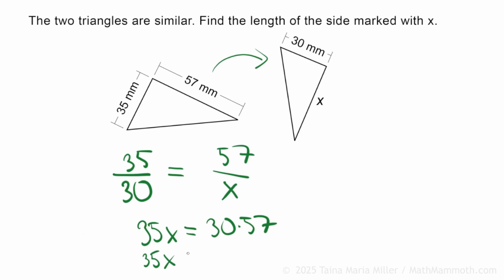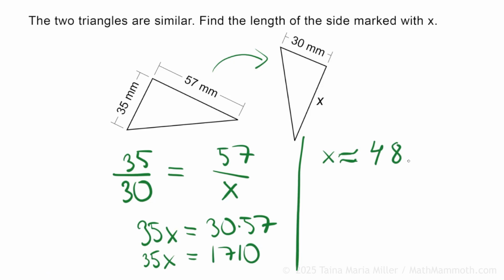We get that 35x is 1710. And from that, x is approximately 48.9. And this is millimeters. Or we might actually give it to the same accuracy as in the problem, 49 millimeters.